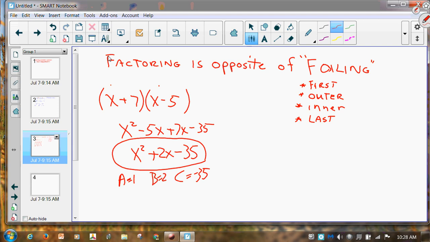So when we factor, we start here, and what we end up with is the two factors. And if you FOIL the two factors, you get your equation back. So that's why we say it's the opposite of FOILing.